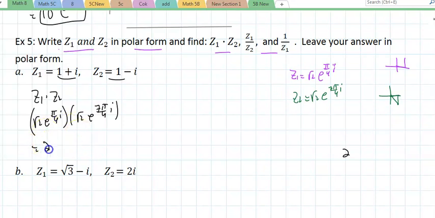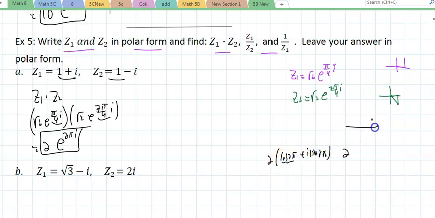So radical 2 times radical 2 is 2 times what? E, if you take pi over 4 plus 7 pi over 4, isn't that 2 pi I? Done. Now, isn't that twice the cosine of 2 pi plus I the sine of 2 pi? What's the cosine of 2 pi? Isn't that a 1? Isn't that a 0? So isn't that just 2? So yes, if you multiply, you get the same result. We don't want you to multiply. We want you to use polar. That's the whole purpose.